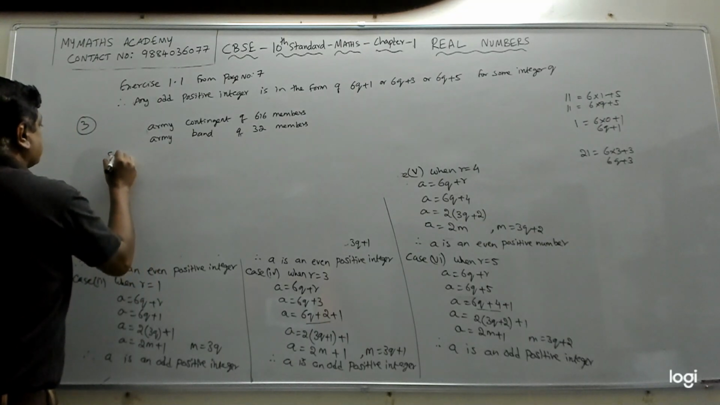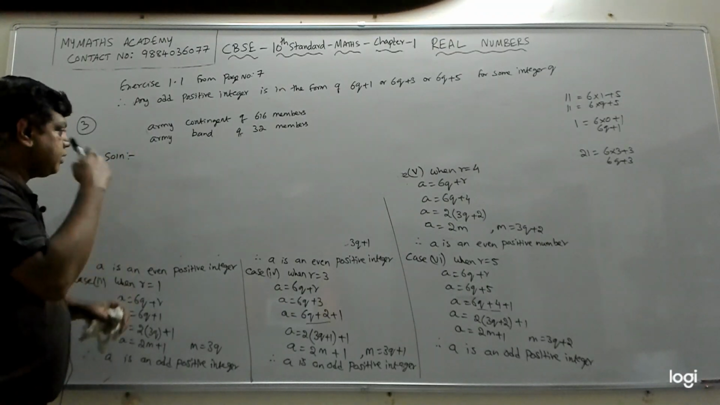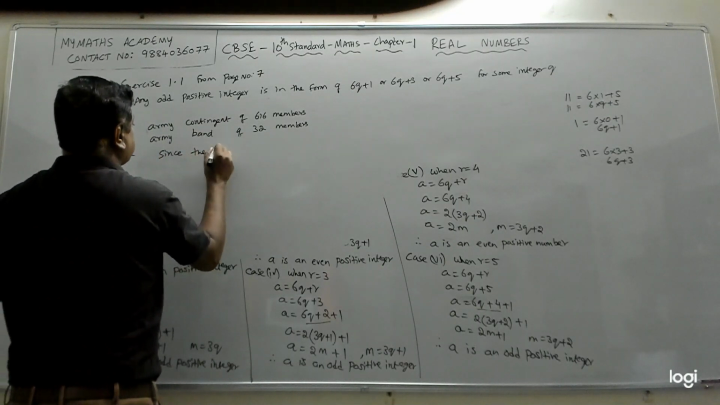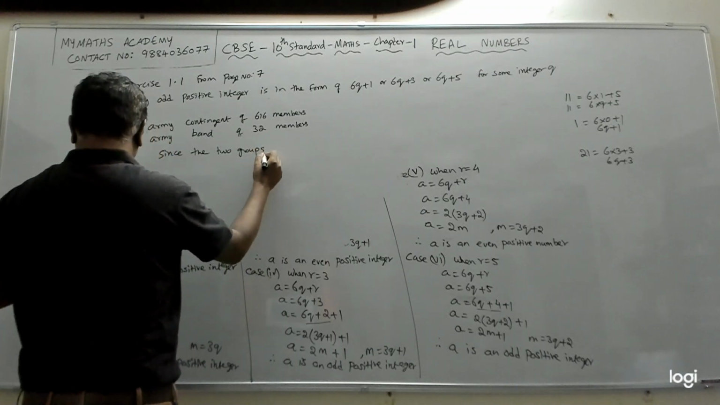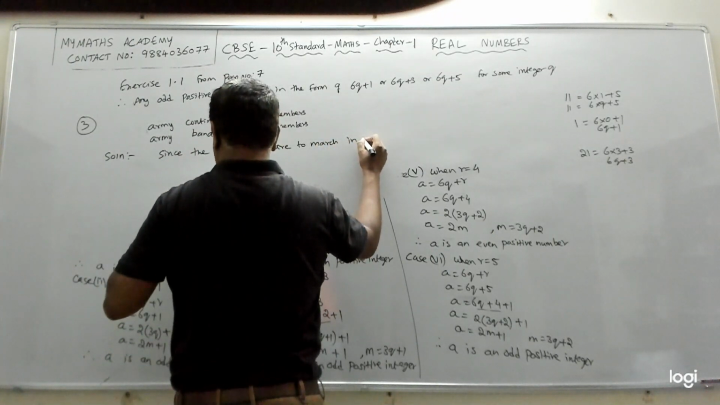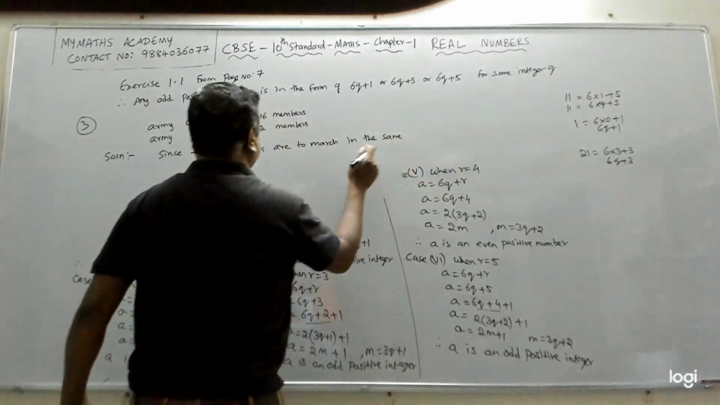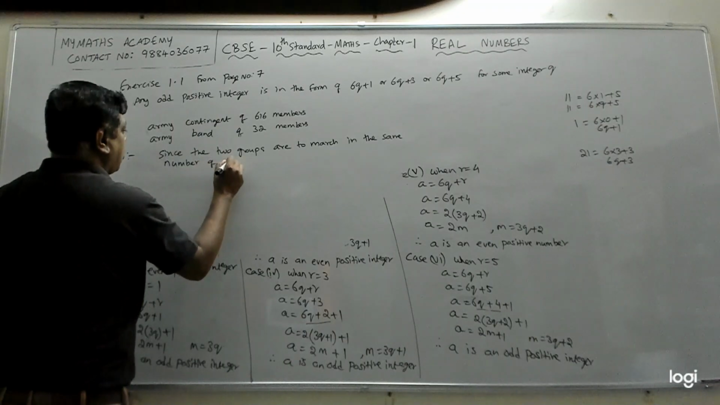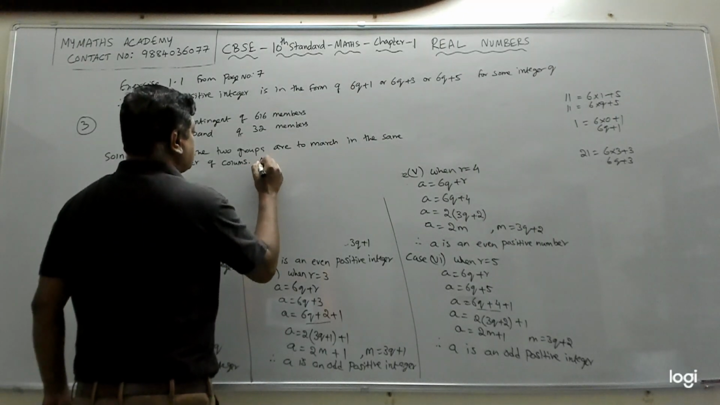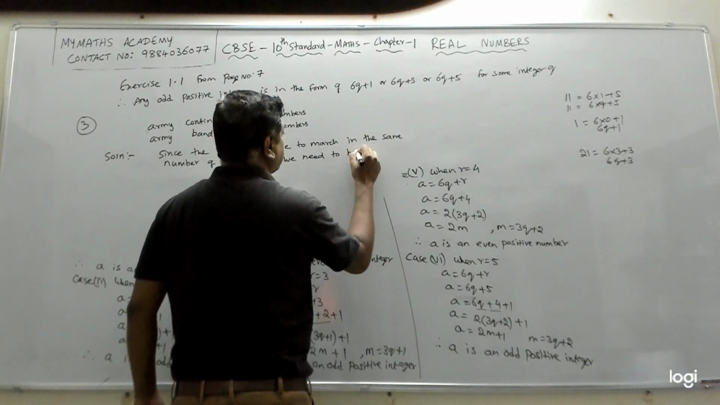So I will write here the solution. Solution, or the answer or proof, whatever. Now we will say since the two groups are to march in the same number of columns, then also we need to have the maximum number of columns.